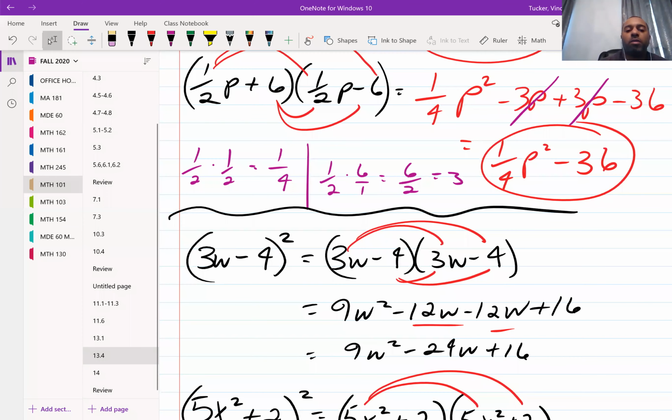is when we have a square sitting out here. Whenever you have a square, what you cannot do is square each one of these. What you actually have to do is expand it out this way. So notice we have 3w minus 4 times 3w minus 4. That whole expression is what's being squared, not just 3w or not just the 4. So once you recognize that, you have both expressions, and then you go ahead and do your binomial distribution.